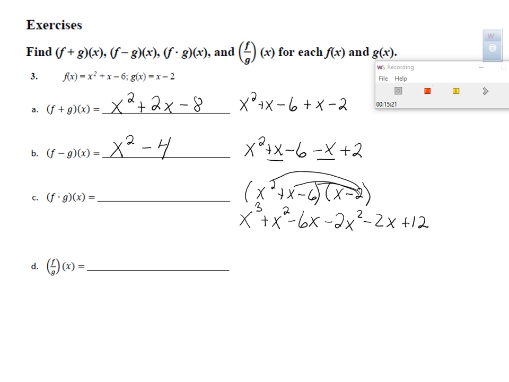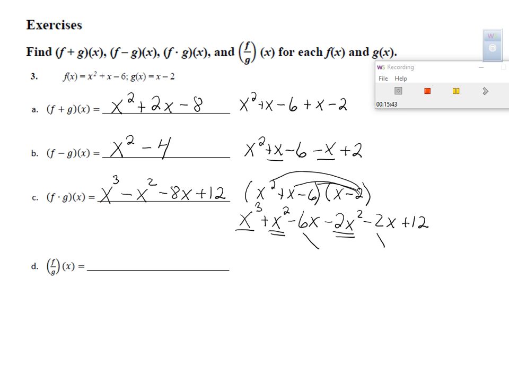Let's go combine your like terms. I spy an x cubed. If I combine the x squareds, I've got positive 1 and negative 2. So I've got minus x squared. Here's a negative 6 and a negative 2. So I've got minus 8x plus 12. So multiplication takes a little bit of time. Now guys, let's check out division.